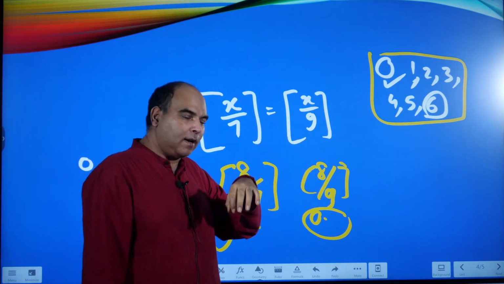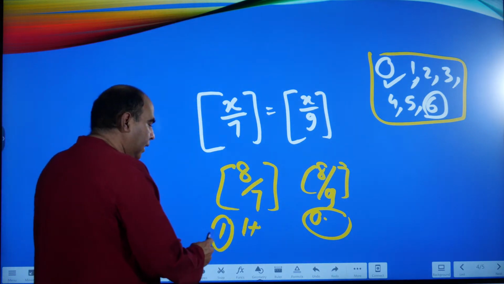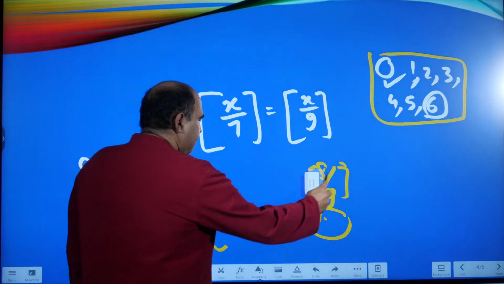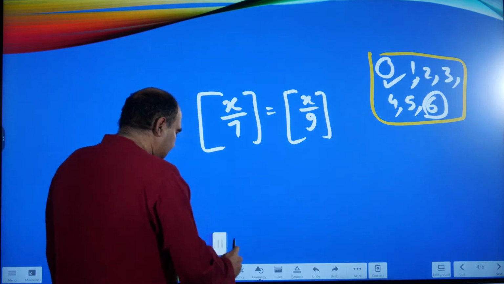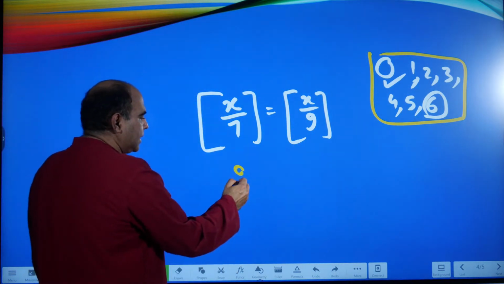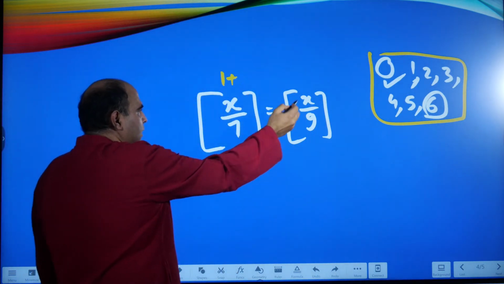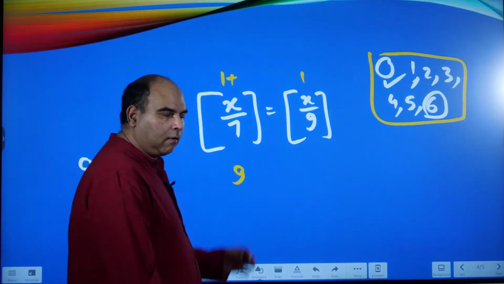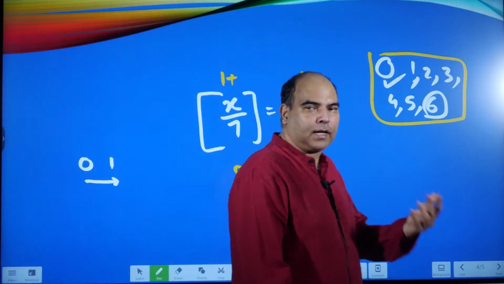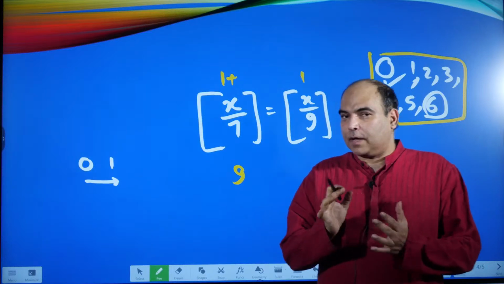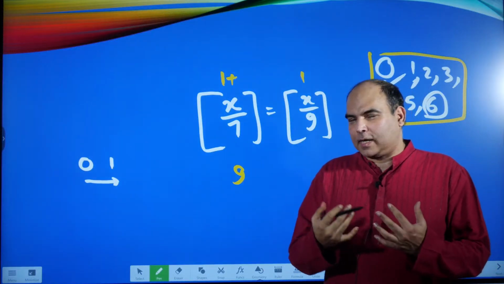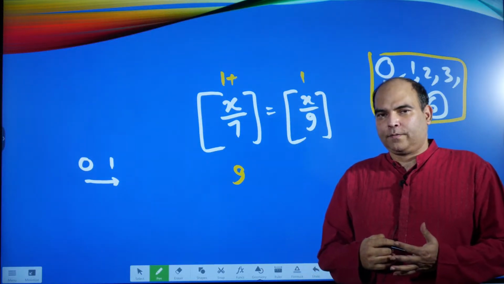So the next time equality happens is when you take x as 9. When you take x as 9, this will go 1 plus, and this will also become 1. 1 plus ka GIF will become 1, and 1 ka GIF is still 1. So they'll start equating each other, and you can now start understanding the pattern this is following.